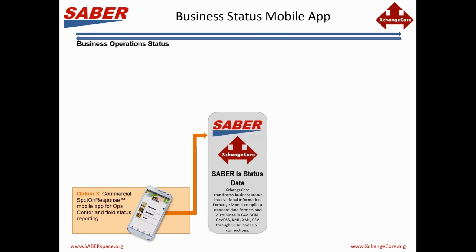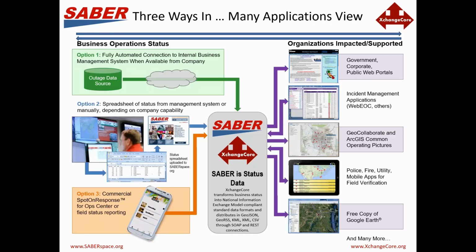And all those produce the same thing: information that SABER has that is distributed in a large number of different formats to make it available so that anybody, government, private corporations, other voluntary organizations, in just about any other type of software that is used among all of them, are going to find a way to get the information from SABER and be able to use it in your own software. So SABER is data. It's status data. That's the essence of what we offer.